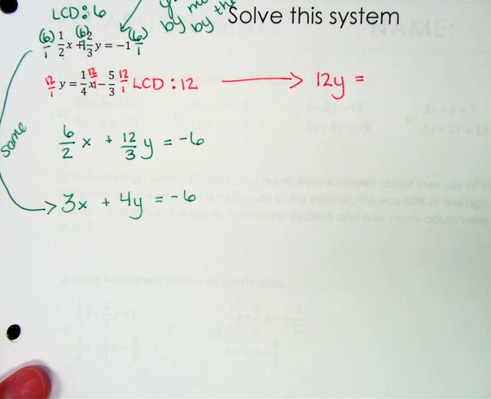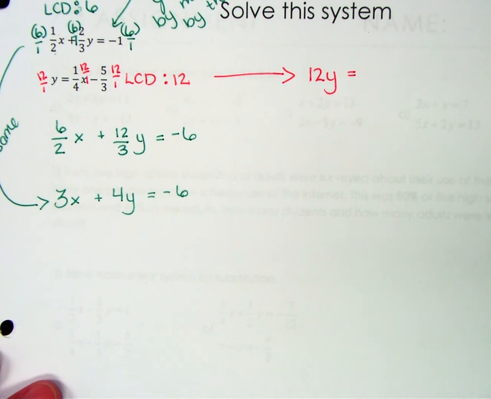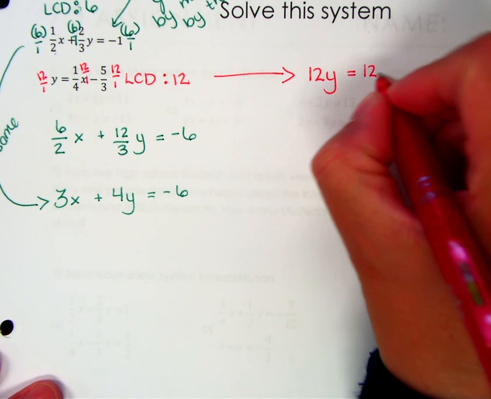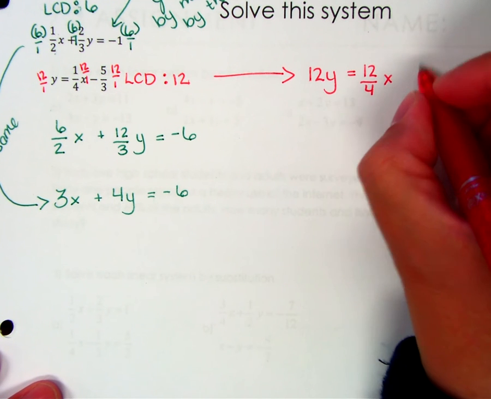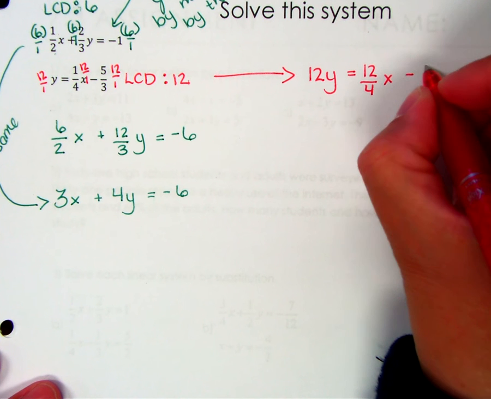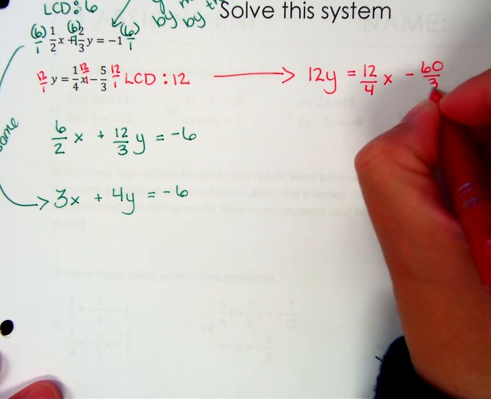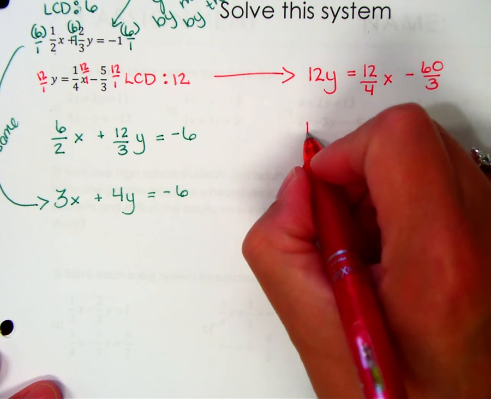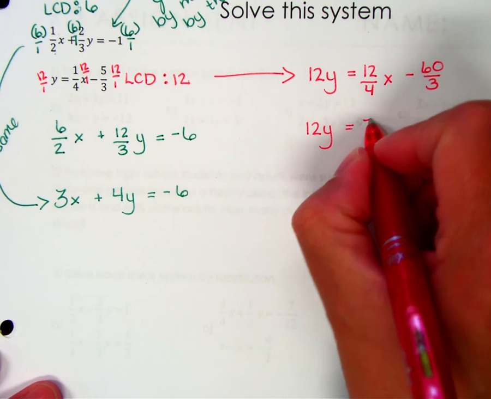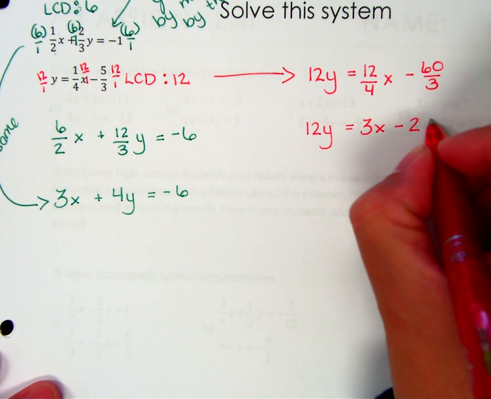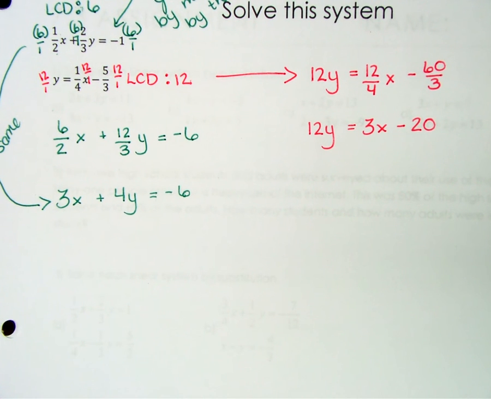I might have just done this for no apparent reason. You guys are going to love me for this. That's going to be 12 over 4x minus 60 over 3. So we're going to have 12y equals 3x minus 20. Okay. I might have done this for no apparent reason, but it's okay. We're smart people. We can figure this out.